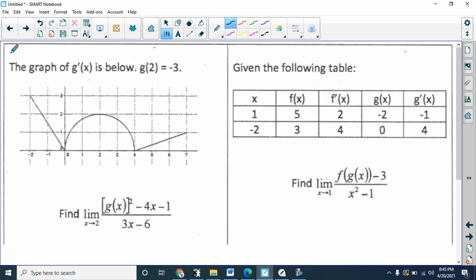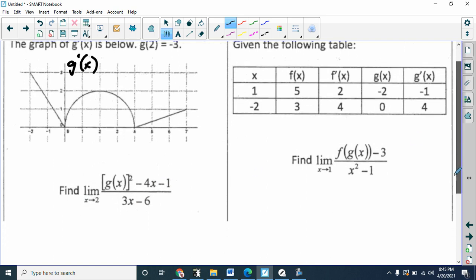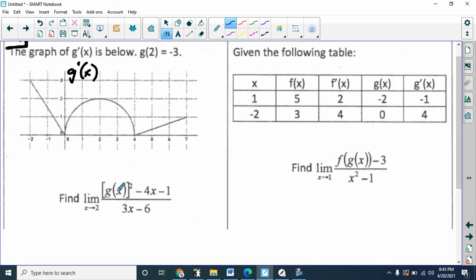A couple more here. These are a little bit more challenging. Number 6 says this is a graph of g prime of x right here. This graph is g prime of x. It also tells us g of 2 is -3. It wants to find the limit as x approaches 2 of (g of x) all squared minus 4x minus 1, all over 3x. Well, the first thing we would do is plug in 2.